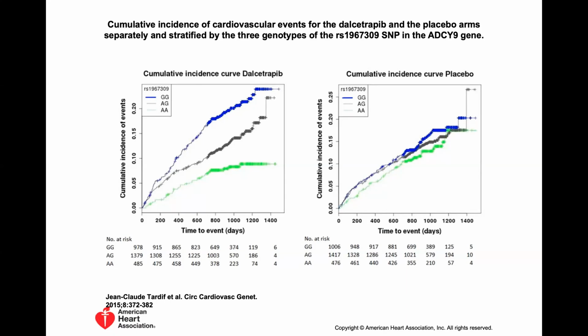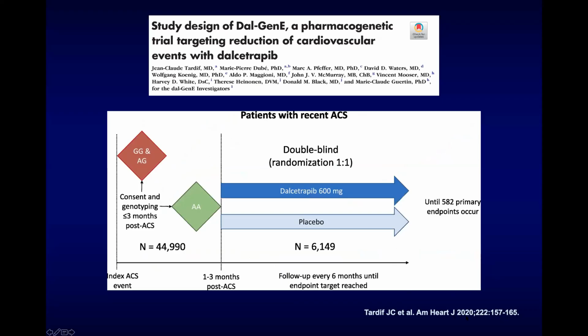What they're doing now is another trial, whose design paper was just published earlier this year. They're taking patients that have had a recent cardiovascular event, genotyping them to see who's homozygous for the minor allele, and then randomizing them to the drug or placebo.